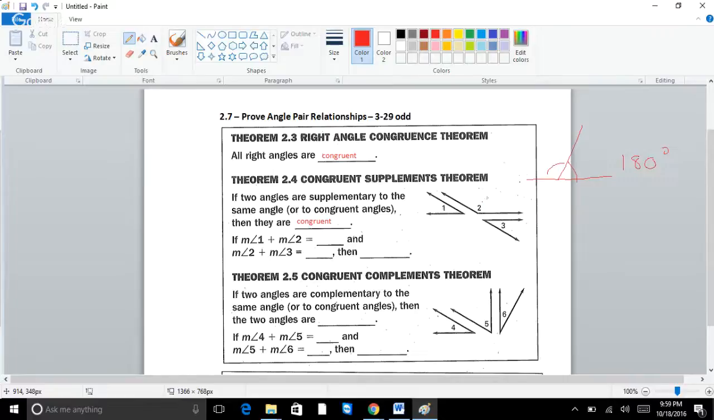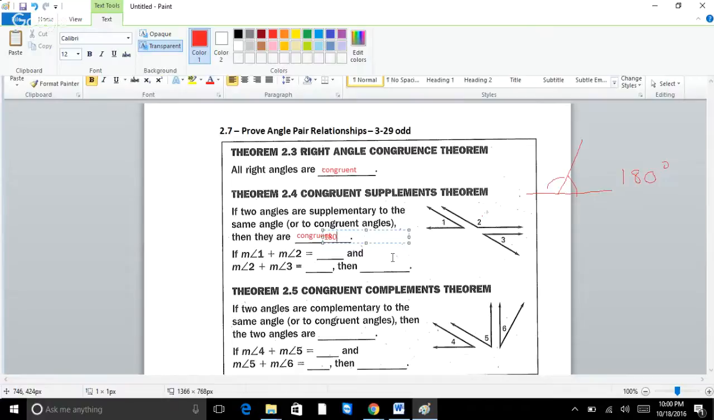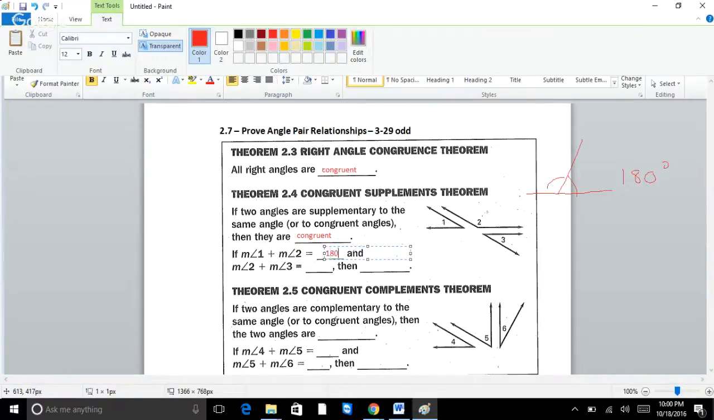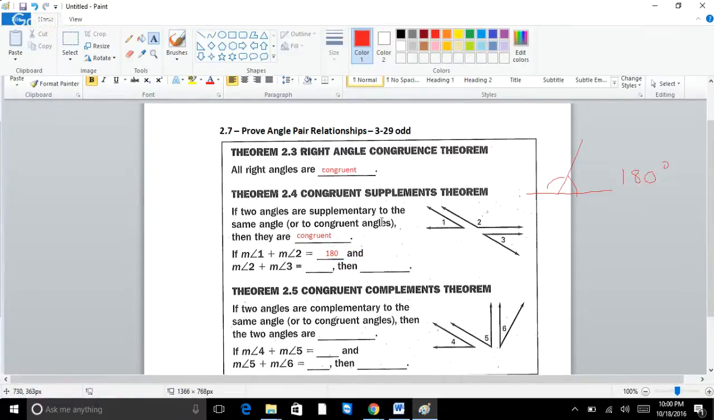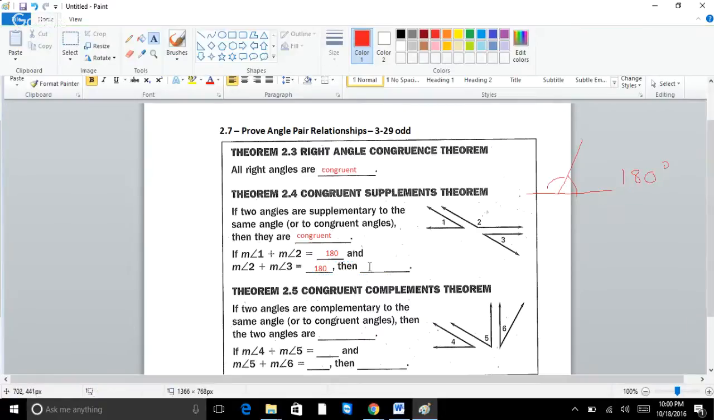Okay, so in words down here, if the measure of angle 1 plus the measure of angle 2 is 180 degrees, that just means that they're supplementary, right? Then, and the measure of angle 2 plus the measure of angle 3 equal 180 degrees, then let me just go ahead and write it in here. Then the measure of angle 1 equals the measure of angle 3.